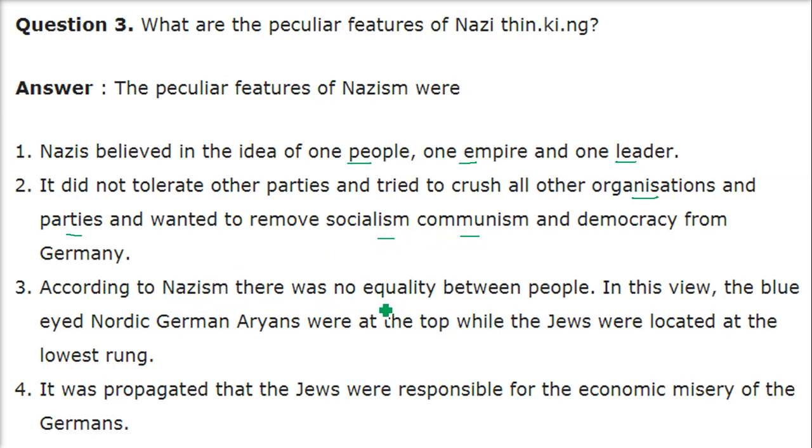According to Nazism, there was no equality between people. There are grades of people. Highest of them are the blonde, blue-eyed Nordic German Aryans, and at the lowest rung are Jews. So this is how they thought that people are not equal and that they are the best. It was propagated that the Jews, Yehudi, were responsible for the economic misery of the Germans.